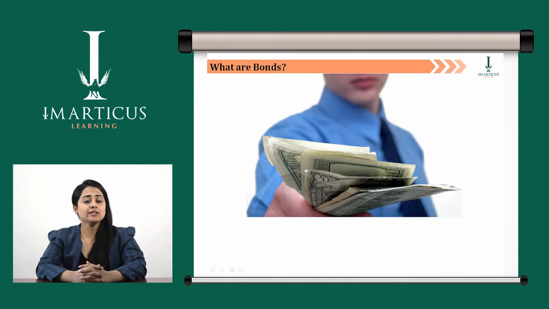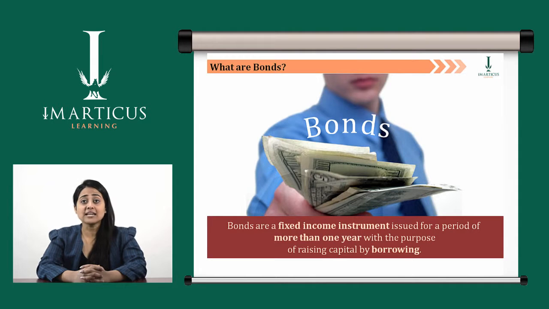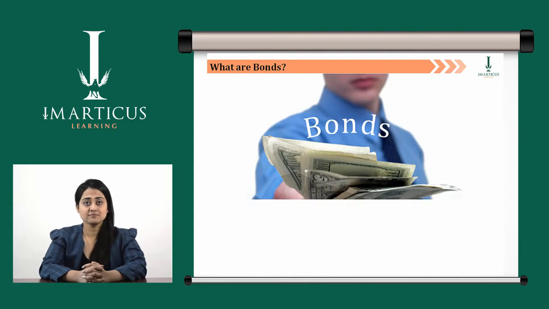Bonds are debt instruments issued for a period of normally more than a year with the purpose of raising capital by borrowing. Bonds are known as fixed income securities because you know the exact amount of cash you will get back if you hold the security until maturity. They are tradable instruments that represent a debt owed by the issuer to the owner.